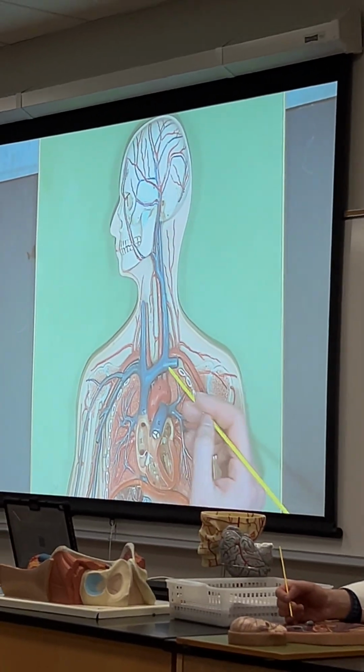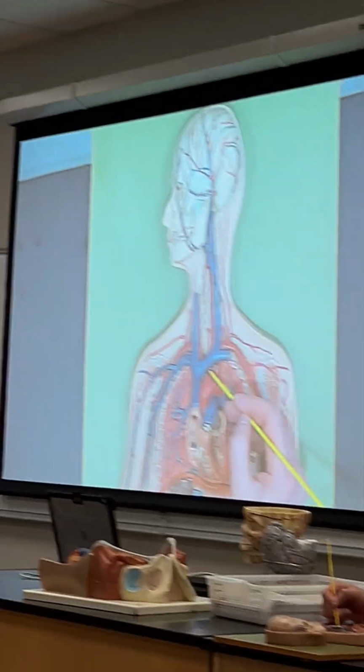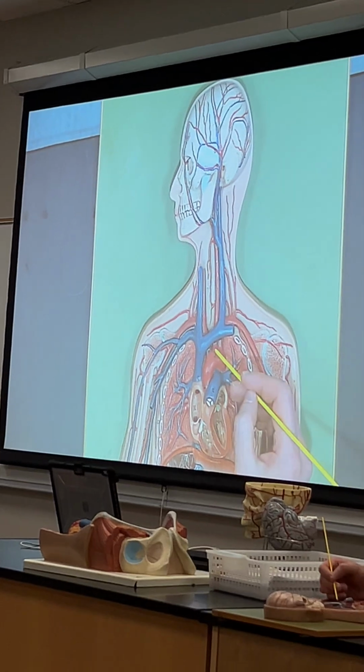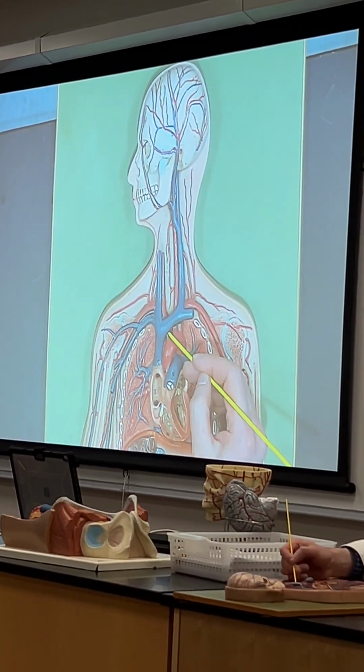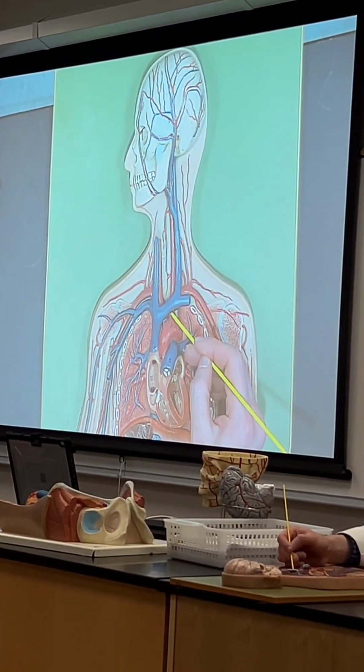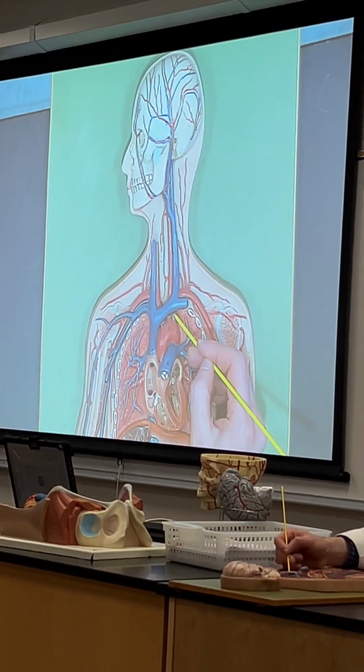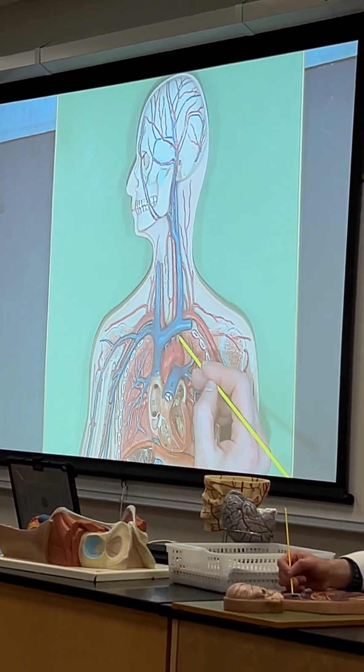heart. So you can see the three branches right here and right here and right here coming off the aortic arch. The first one is the brachiocephalic trunk. The second one is the left common carotid artery, and the third one is the left subclavian artery.